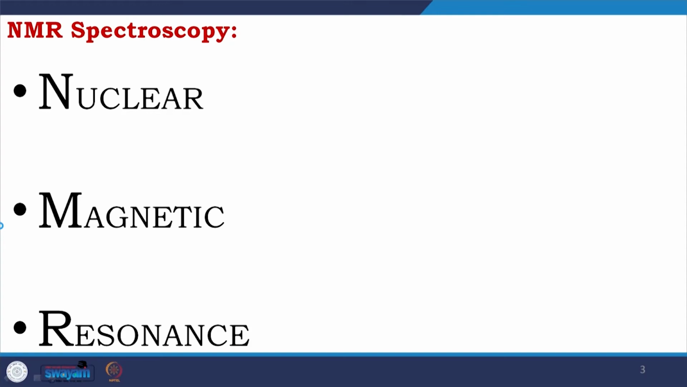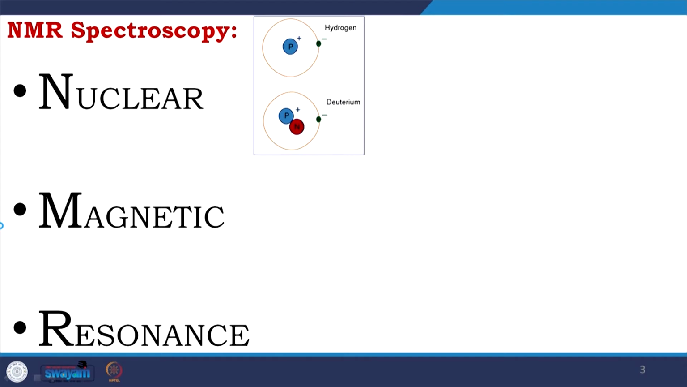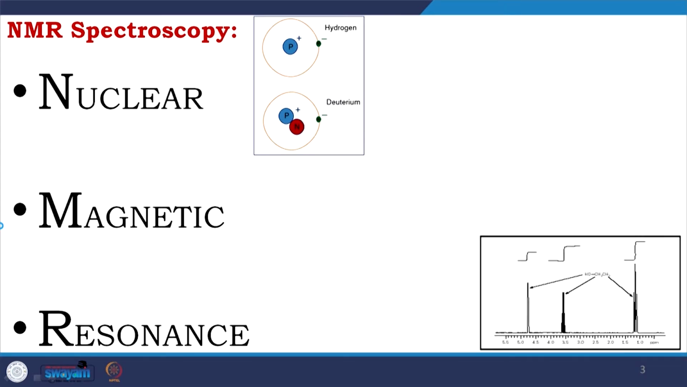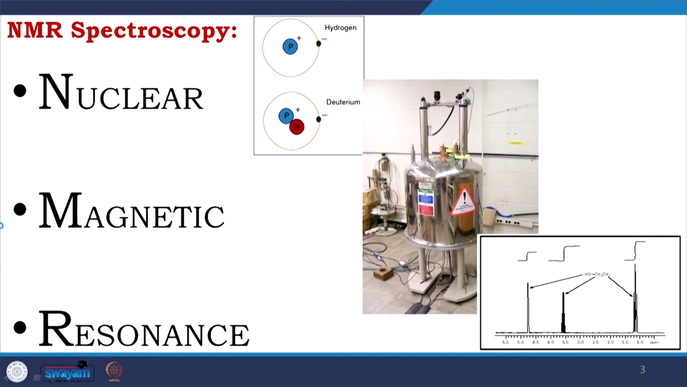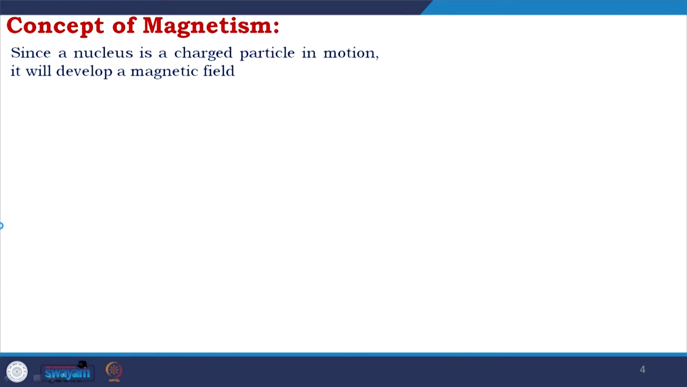As I told, NMR spectroscopy has three components, as the name suggests: nuclear, magnetic, resonance. In the last class we talked about the nucleus, today we will talk about resonance, and in between there is the magnet and magnetic property. So, let us come to the concept of magnetism.